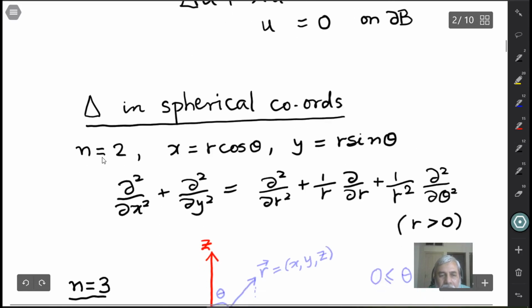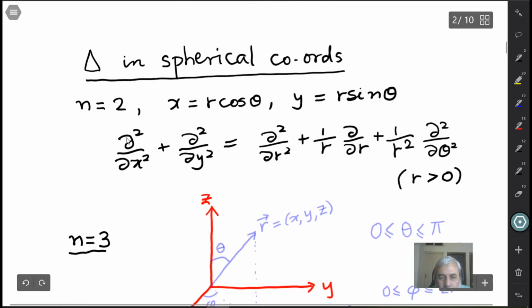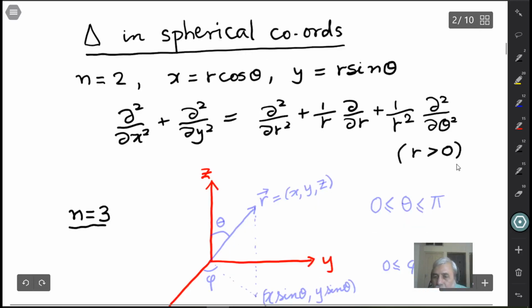Okay, so for example, in n equal to 2 dimension, we use the variables x and y. So these are x equal to r cos theta and y equal to r sin theta, and the Laplacian in 2 dimension transforms into a second order operator in r and theta. Okay, and it is given by del square by del r square plus 1 by r del by del r plus 1 by r square del square by del theta square. Okay, so r is positive.